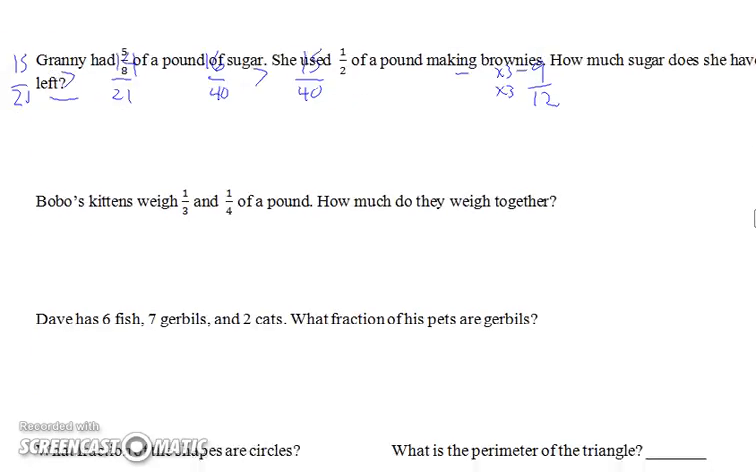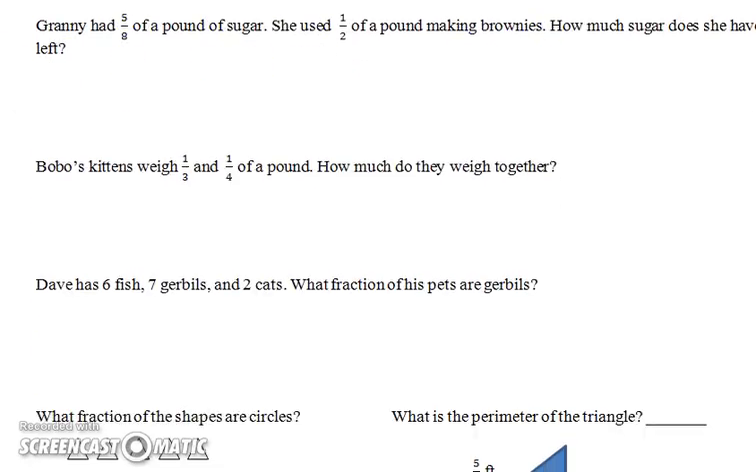Let's try out some of the story problems. Grandma had 5/8 of a pound of sugar. She used a half a pound. How much sugar does she have left? Anytime I see the word left, I know we got subtraction going on.